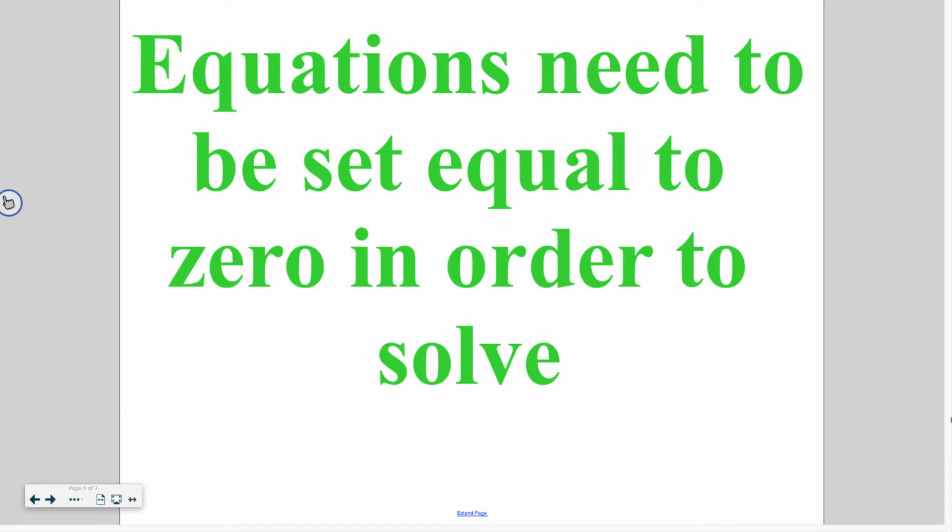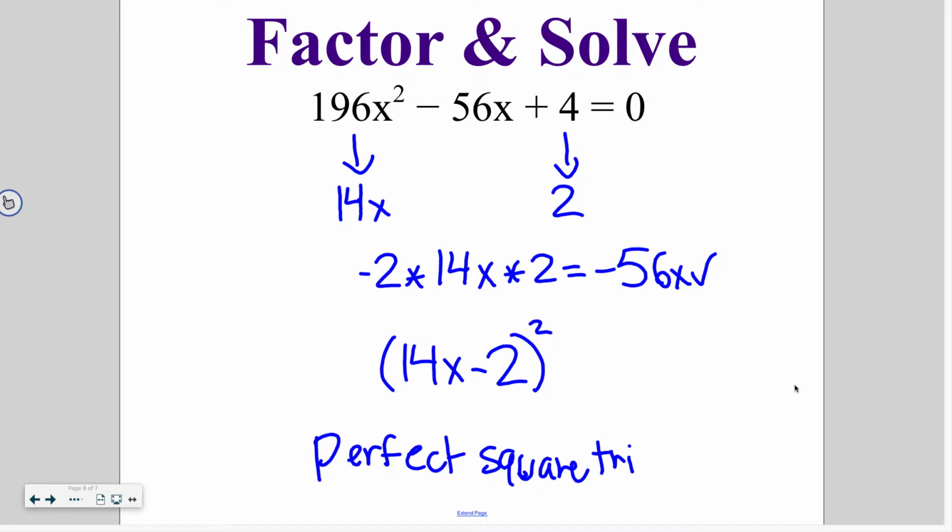And one other piece of information today is equations need to be set equal to 0 in order to solve them. So this is a reminder of one of the problems that we did yesterday. This was the perfect square trinomial example, so it's the exact same problem as yesterday, but now I have it set equal to 0. So what we need to do here is we need to set this equation equal to 0 so that we can finish solving it.